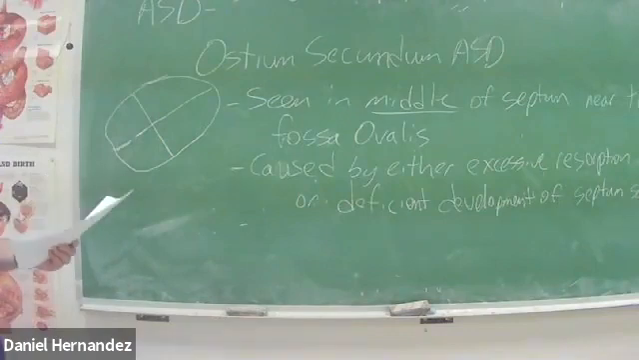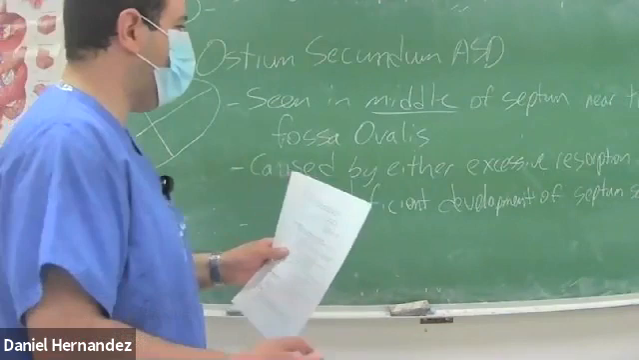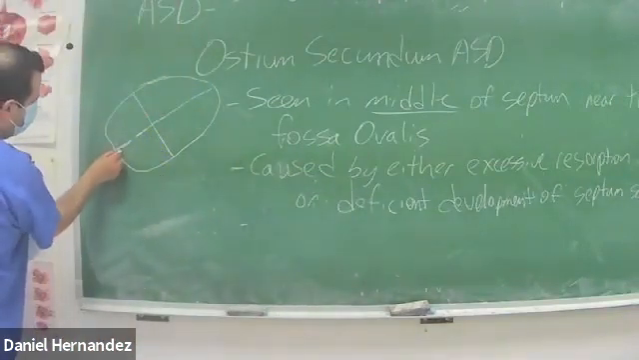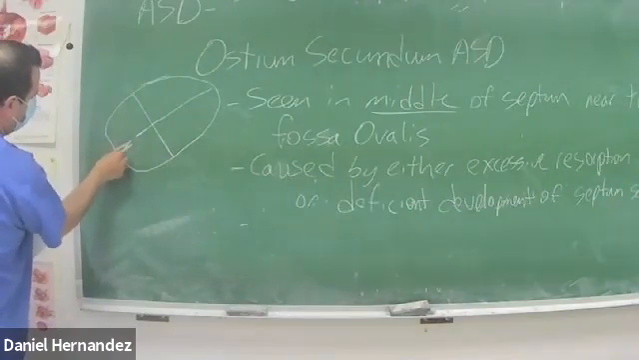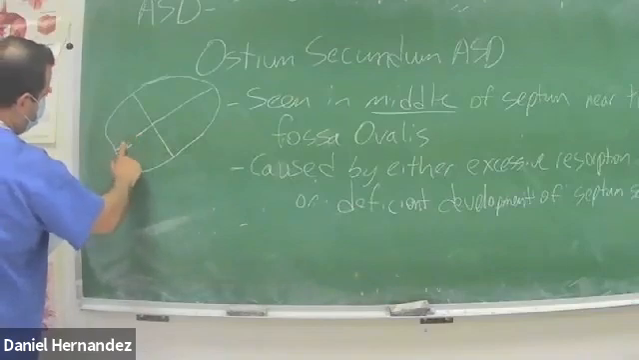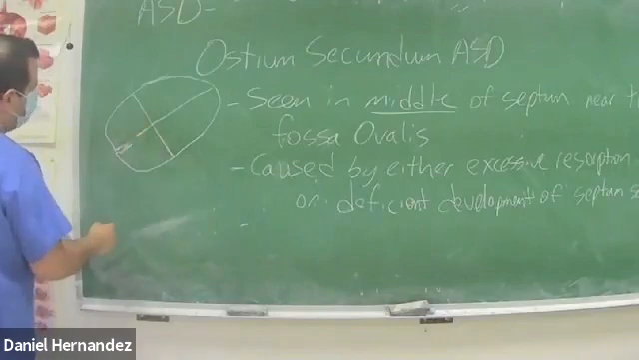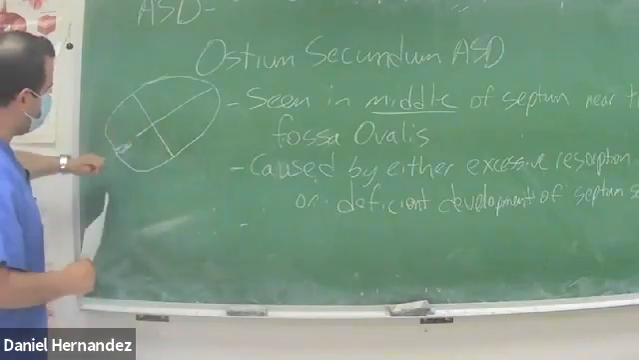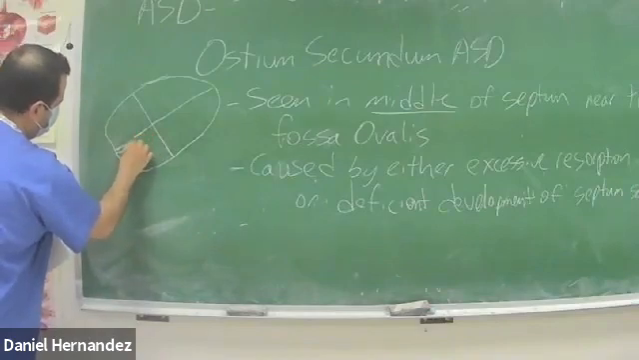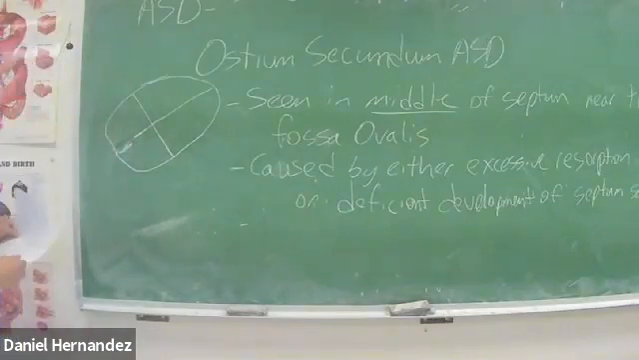If we go back to our fetal embryonic development, it could be either deficiency of the development of that septum secundum, so that second septum that was growing down during fetal development, or excessive reabsorption of that first septum, which was to develop. So on our fetal development, that septum primum started to develop and then gets reabsorbed, leaving the ostium secundum and the septum secundum.